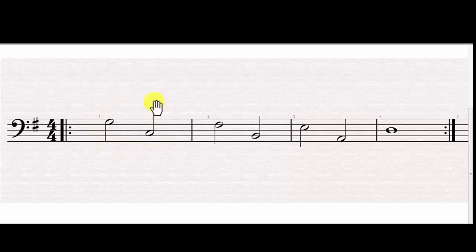Here we see fifth descending movement. So we've got this G to this C, we've got this F sharp, we're in the key of G, remember, this is an F sharp going down to a B. We've got this E going down to this A, and we're finishing up on this D. So we've got movement here of a fifth down, movement here of a fifth down, and movement here of a fifth down.